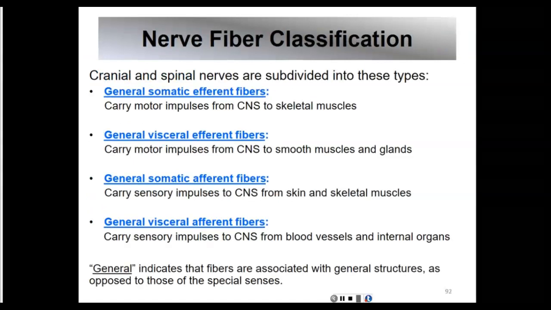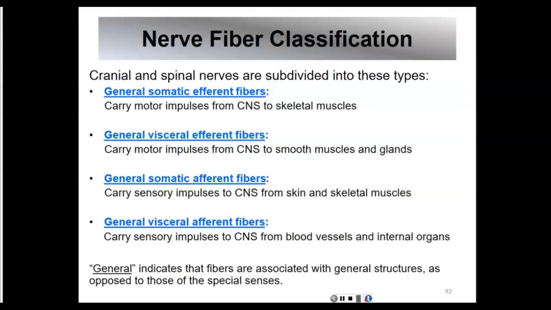So let's look at some classifications. The cranial and spinal nerves are subdivided into general and specialized. General somatic efferent fibers, if we look at the breakdown of these words, it tells you what it is. General meaning the whole body in a sense, general structures. So somatic, think voluntary control, so it's going to be a skeletal muscle. Efferent means exiting the central nervous system, so this is motor. This is a motor impulse from the CNS to the skeletal muscles. General visceral efferent. Visceral is organ, so smooth muscle, glands.